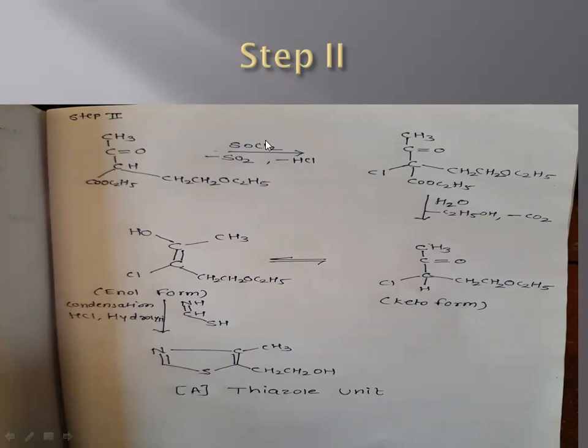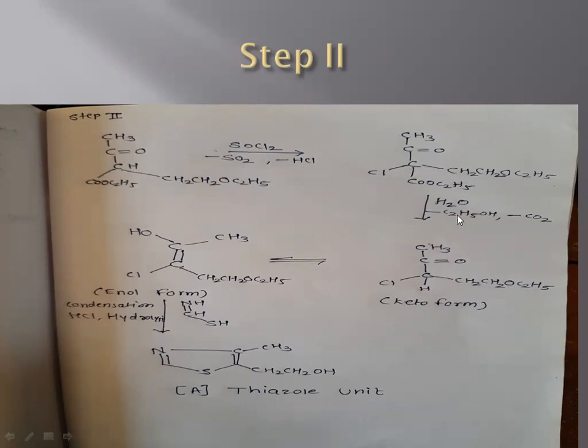So one Cl will attack on this carbon position. Again, what happened? That Cl will possess a positive charge, this carbon will possess a negative charge. So that positively charged chlorine atom will attack on this carbon atom and we will get this type of compound. Our leaving groups are SO2 and HCl. Okay, next one.